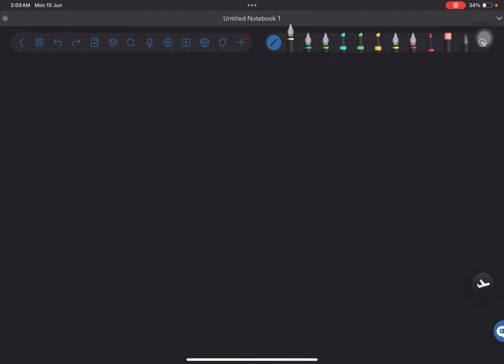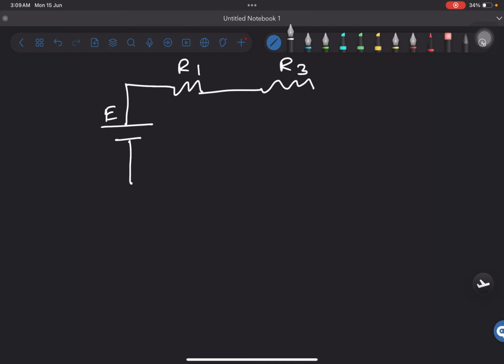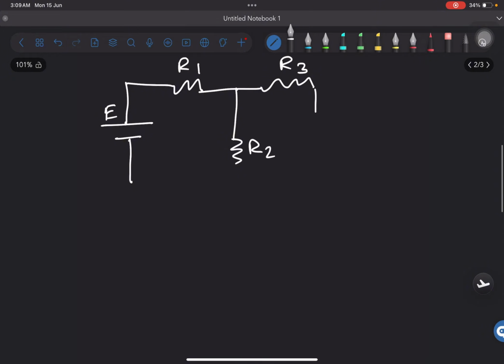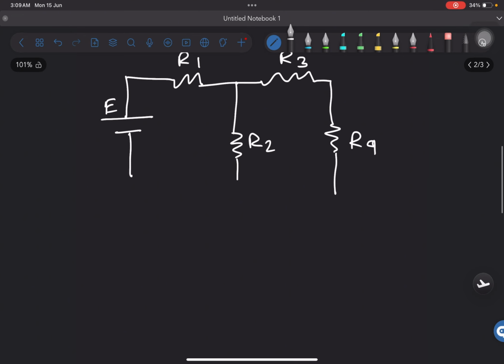How to identify whether it is a series or a parallel circuit. So let me draw one simple circuit over here. This is the battery, which we will denote as E. This is the first resistor. This is the third resistor. We'll draw the second resistor over here, and then over here we'll draw one more resistor, right? And then we connect them.